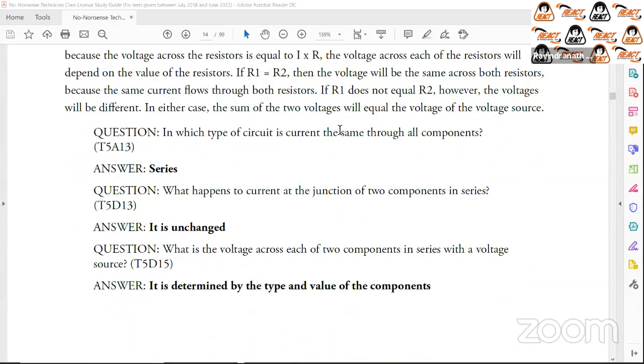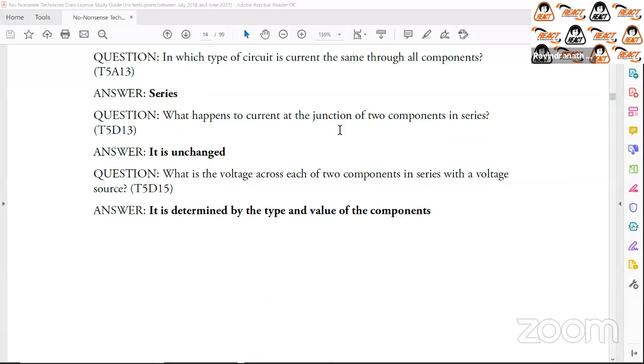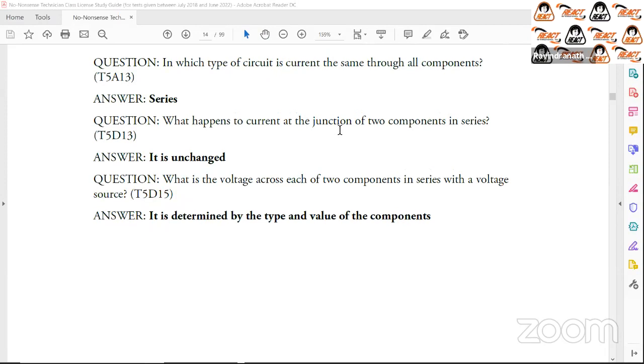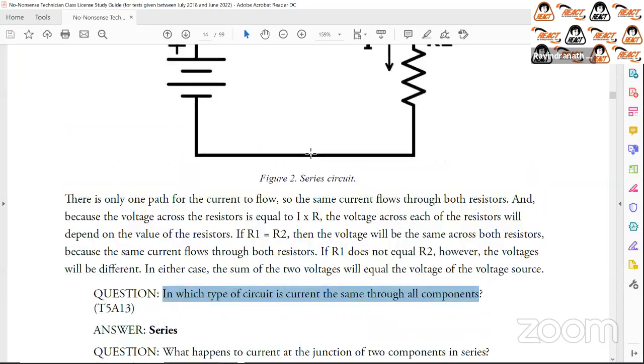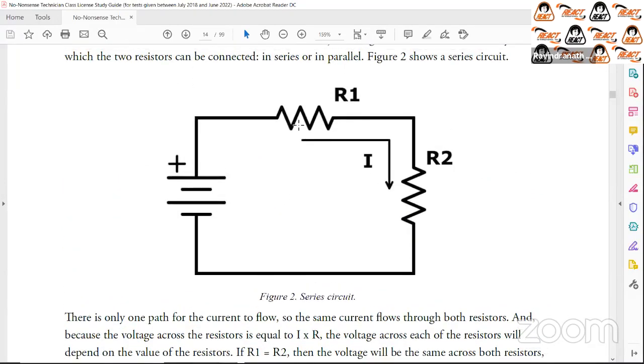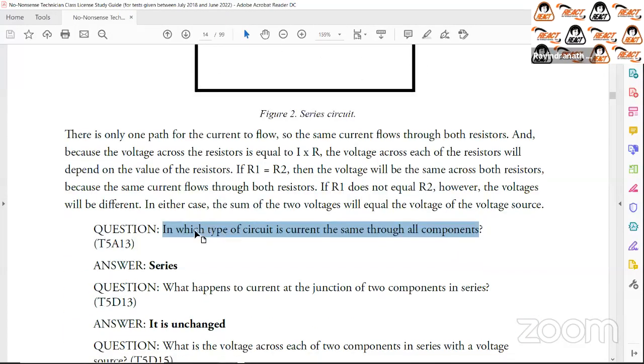So let's go to the questions that ask about series and what we just talked about with respect to the currents and the voltage in a series circuit. The question is, in which type of circuit is current the same throughout all components? Well, we just said that in this circuit on the screen, which we call a series circuit, the current flowing is the same. Just like in the water circuit, the water flowing is the same. So therefore, the type of circuit is a series circuit.